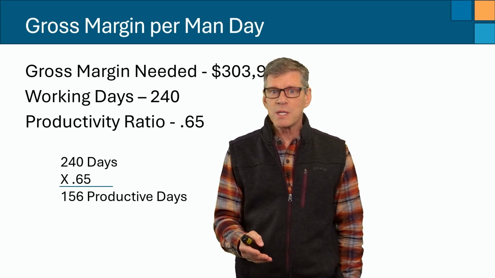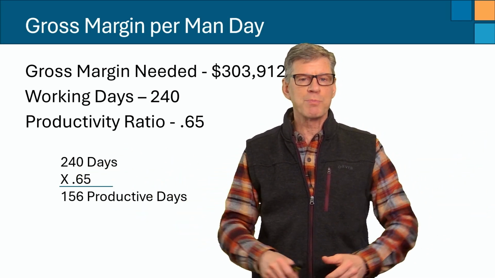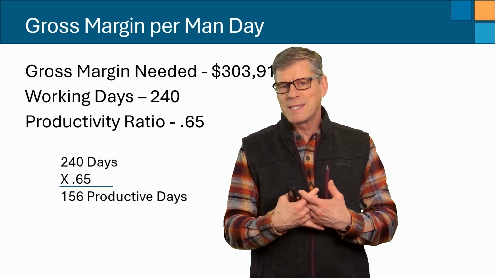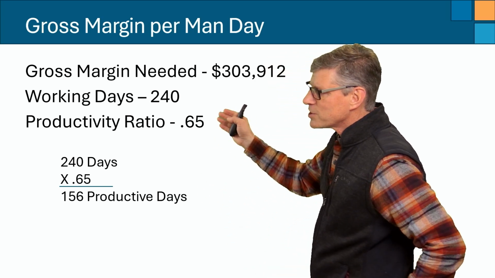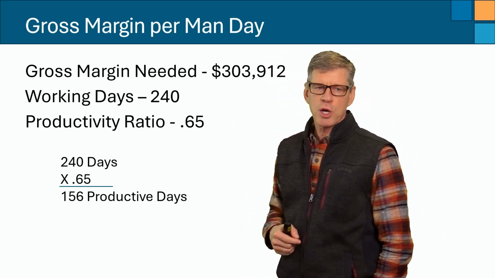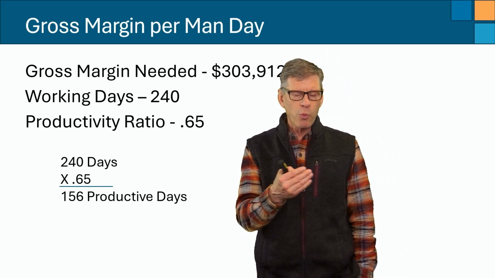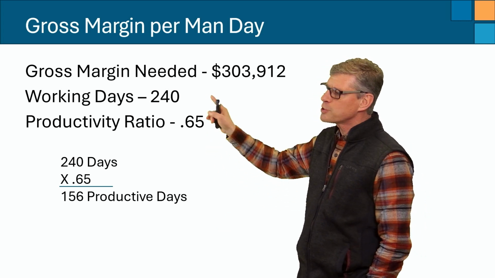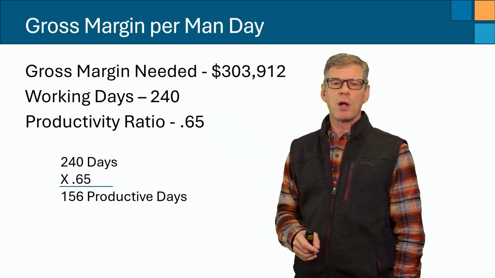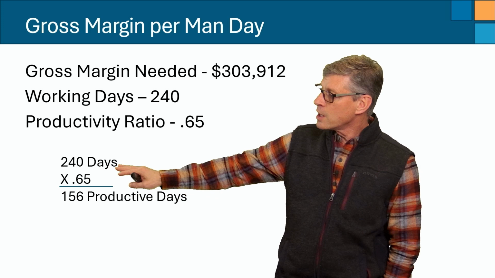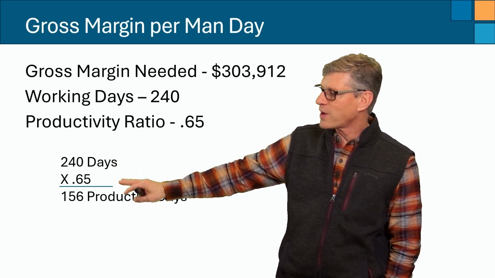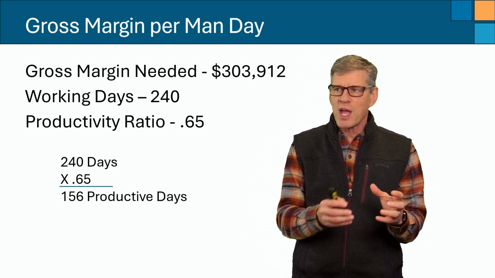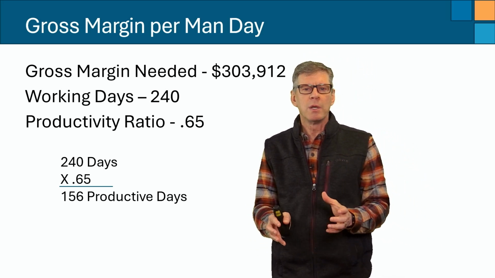And if we miss a day, then we're not going to cover all of our gross margin required. And so we use a productivity ratio. I typically recommend a 65% productivity ratio in terms of jobs being completed or work being done every single day. So we're saying that 65% of those 240 days, we're going to have an install to do. If I take those 240 days times 0.65, that means we have 156 productive days, where we're going to build in gross margin to make sure that we're covered.